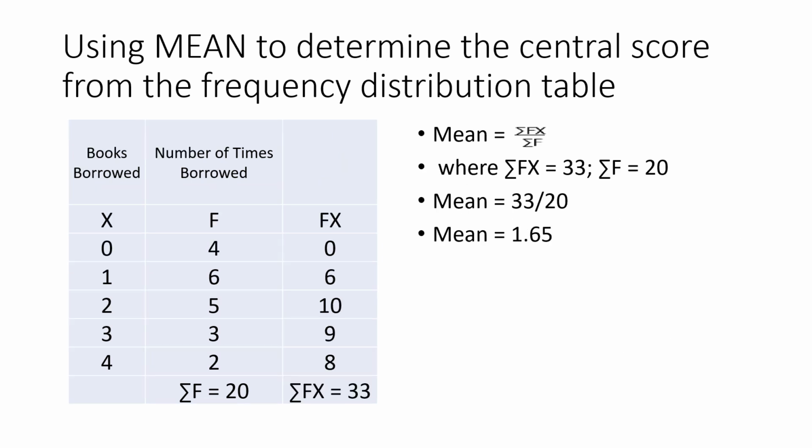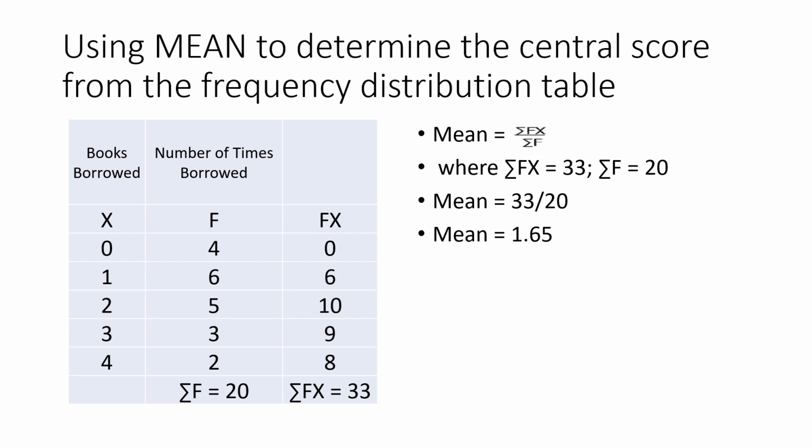The next one we look at is using the mean to determine the central score from the distribution table. There are two formulas given to us earlier. The formula that is uniquely needed here is the sum of fx divided by the sum of f, where the sum of fx is equal to 33, while the sum of f is equal to 20. We have the x, which you already know, and f, which we extracted.